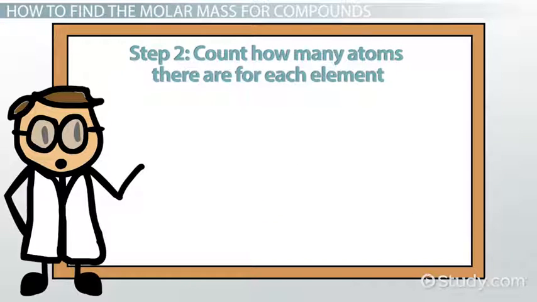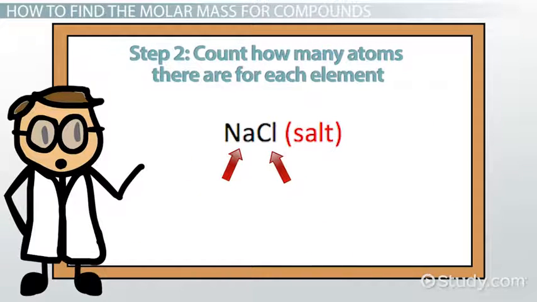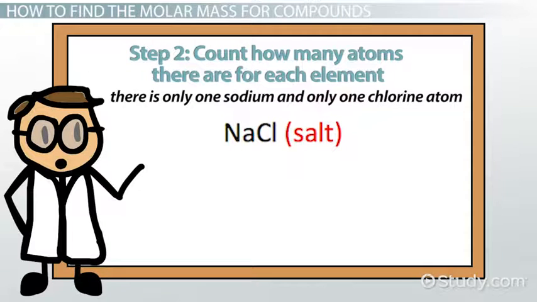Step 2. Count how many atoms there are for each element. For the compound sodium chloride, since there are no subscripts, small numbers at the bottom of each element's symbol, that means there is only one sodium and only one chlorine atom for this compound.